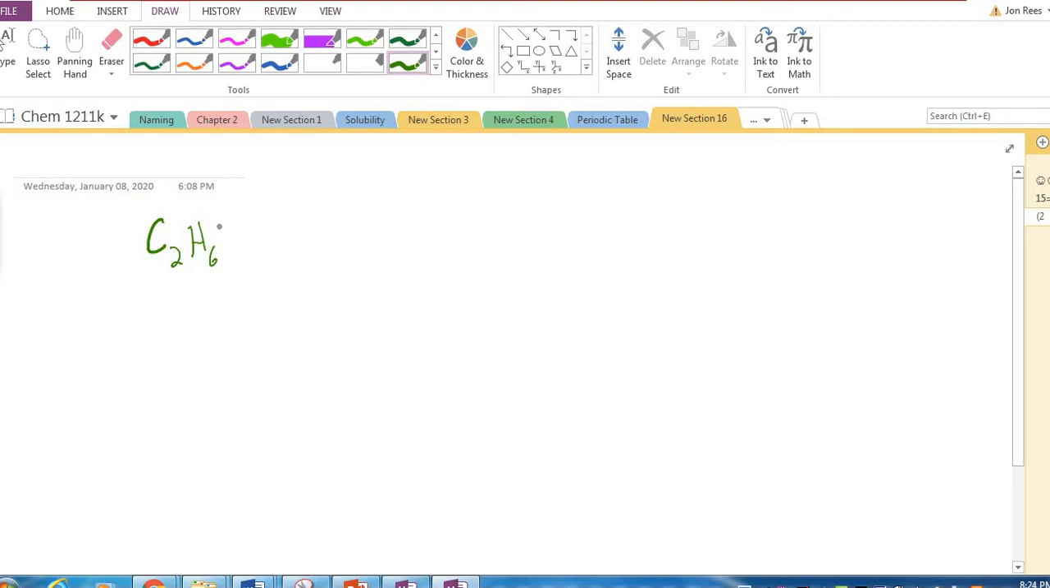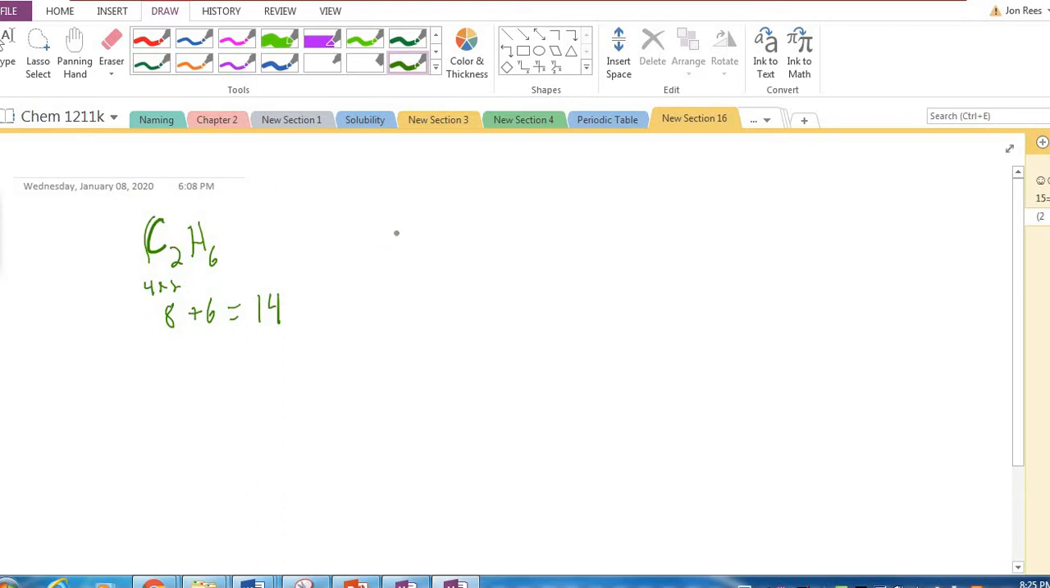Remember some of our rules. The first thing we have to do is we have to count the number of valence electrons. Okay, so each carbon is going to have 4 valence electrons. When we look at that periodic table, that's what you'll find. I have 2 of them, so 4 times 2 is 8 valence electrons from the carbon. And each of the hydrogens have 1, so that's going to be +6 valence electrons. So 14 valence electrons is what I have.